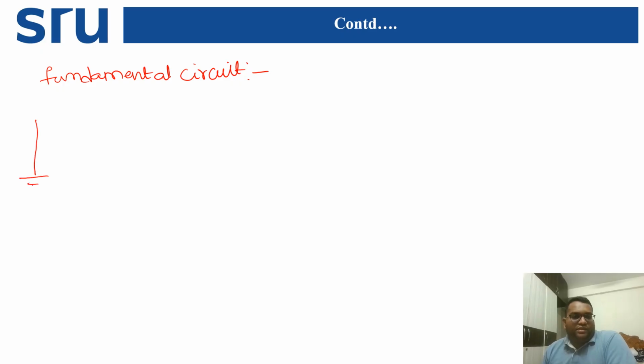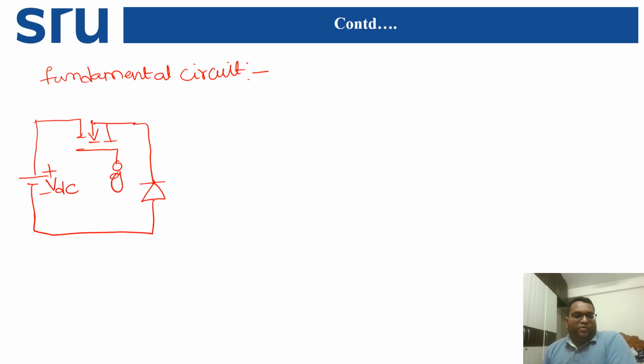There will be one source, and after that a MOSFET, and after that a diode, which we have to indicate here. This is plus minus, this is VDC, and this is the gate terminal. I am drawing this diagram again because we need to indicate the current directions, then only can we evaluate the inductor values. This is the diode current ID and this is the switch current I switch.